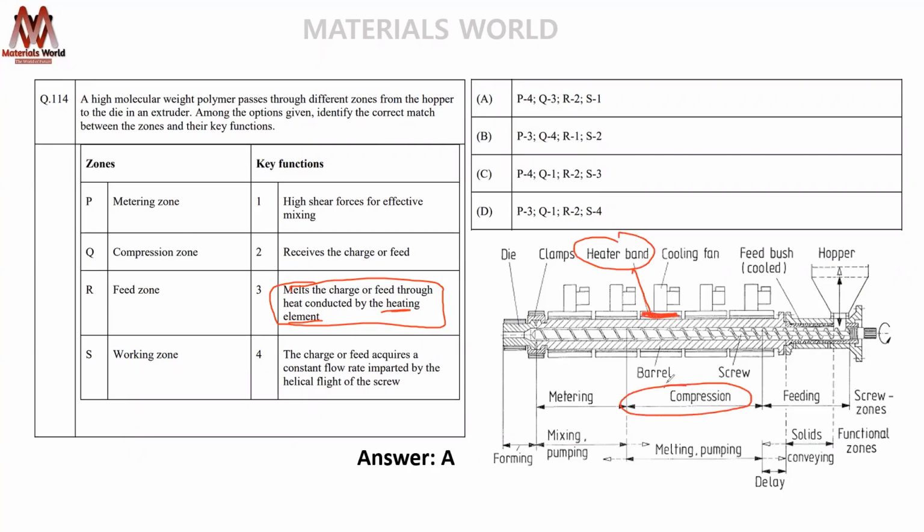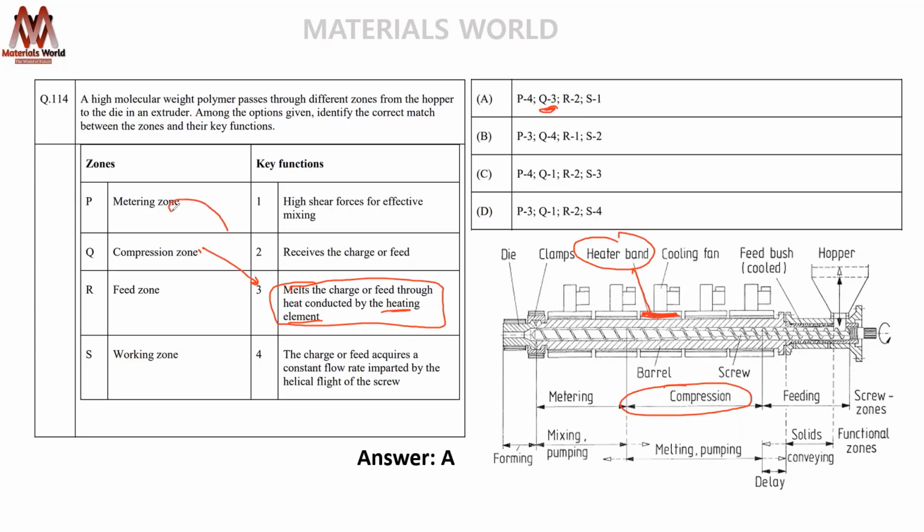So basically the function of the compression zone is to melt the charge, or feed, by conducting the heat from the heating elements. So the compression zone is not going to be high shear, because the heating element is present in the compression zone. The compression zone has a function related to heating. So Q will be 3. Only one option has Q as 3. Now T equals 4.